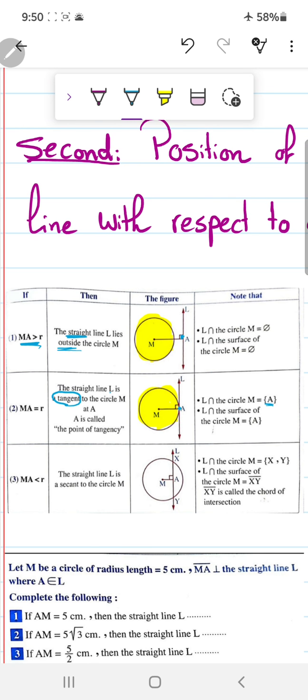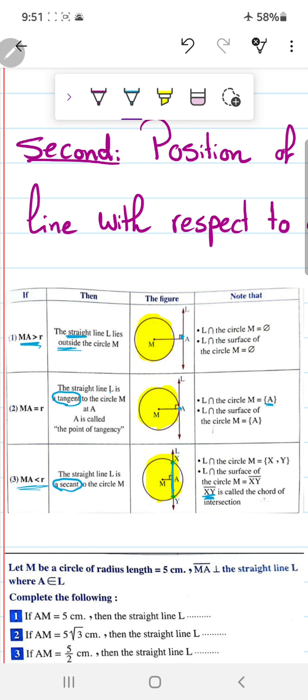The last one, here MA is smaller than R. It means the straight line cuts the circle. What is the meaning of cutting the circle? It's called a secant to the circle M. Here also we have L intersection the circle. We have 2 points, which are X and Y. And L intersection the surface of the circle M, the intersection is this line segment. This line segment is called XY, and is called the chord of intersection.